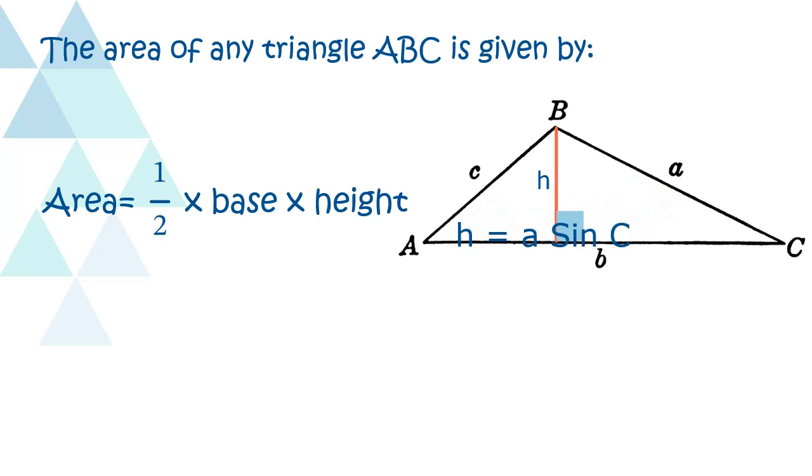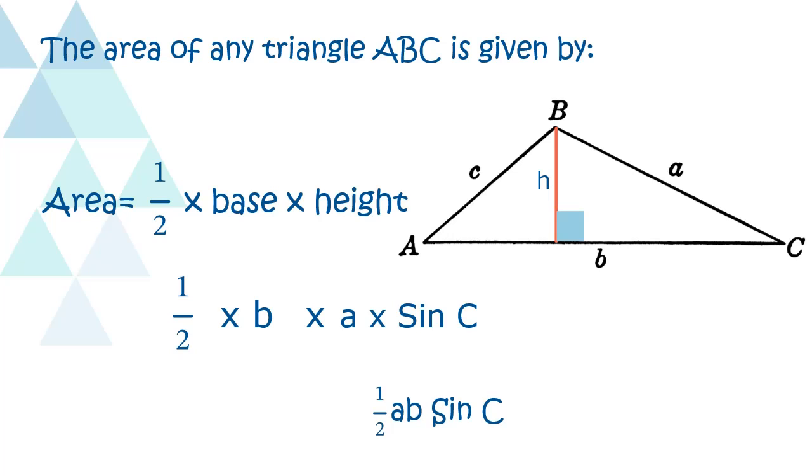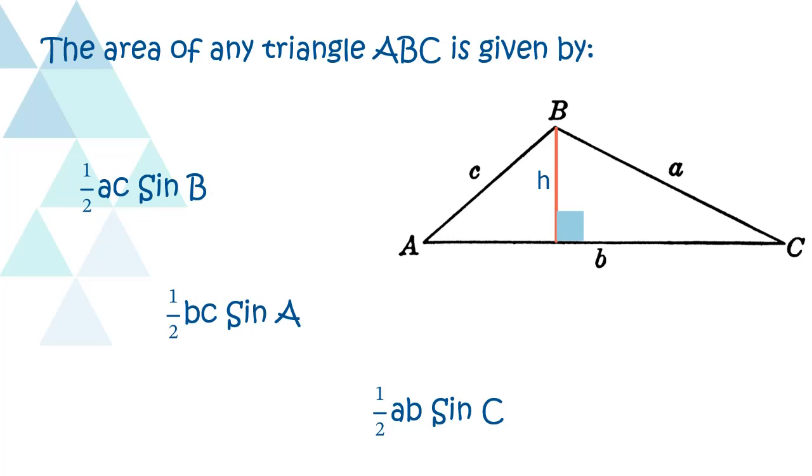The area of this triangle ABC is equal to half times the base, which is B, times the height h, which is A sine C. So the area is equal to half times B times A times sine C. And this can be rearranged to half AB sine C. Using the same way, you can show that the area of this triangle is equal to half BC sine A or half AC sine B.